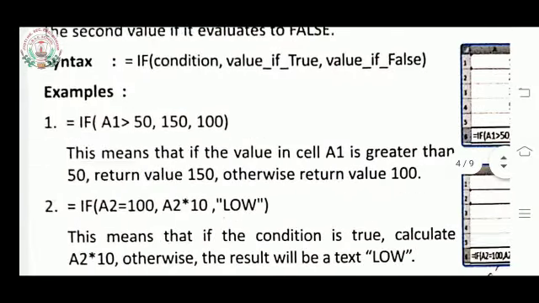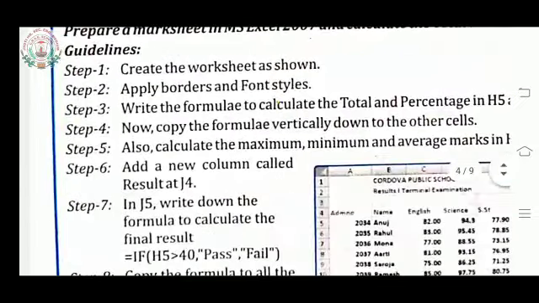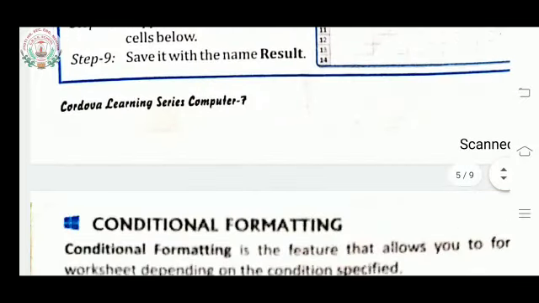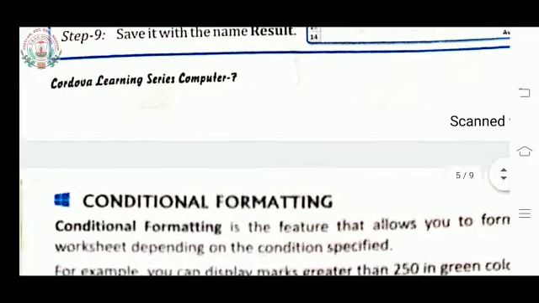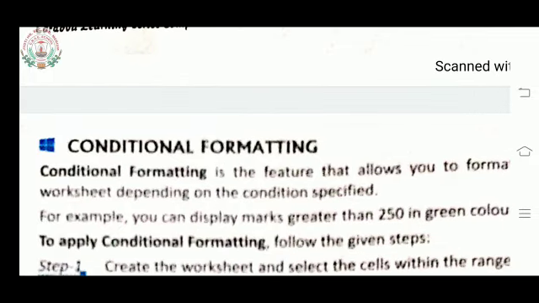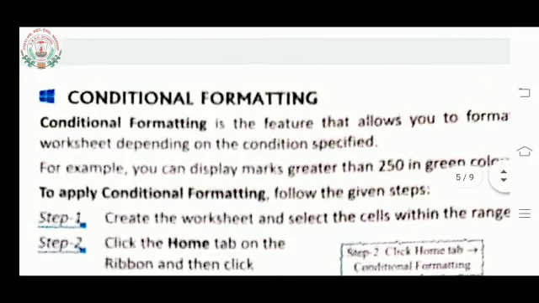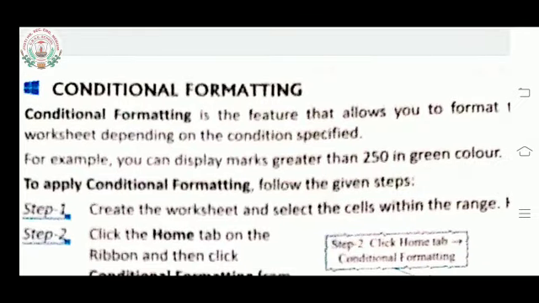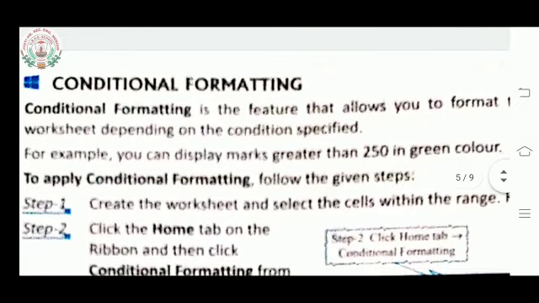Now the other function is conditional formatting. Conditional formatting means one condition will be given. Conditional formatting is the feature that allows you to format the worksheet depending on the condition specified. Depending upon the condition specified. For example, you can display marks greater than 250 in green color. Means whatever conditions you want.